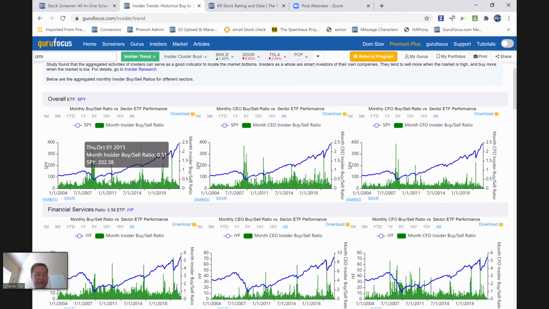When this green bar is high, you can see it was high in 2008, 2009. It was high again in 2011, and in 2015, and also at the end of 2018. The very latest one, a very sharp one, was March of 2020, which is this one. You can see that when the bar is high, it's always a good time to buy, when the insider buy to insider sales ratio is high.